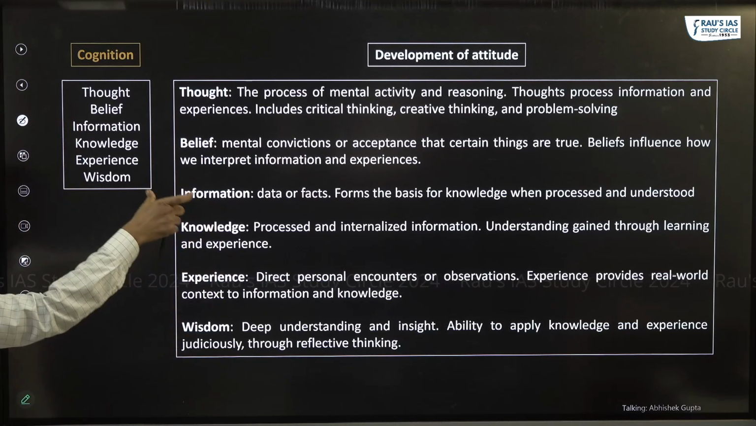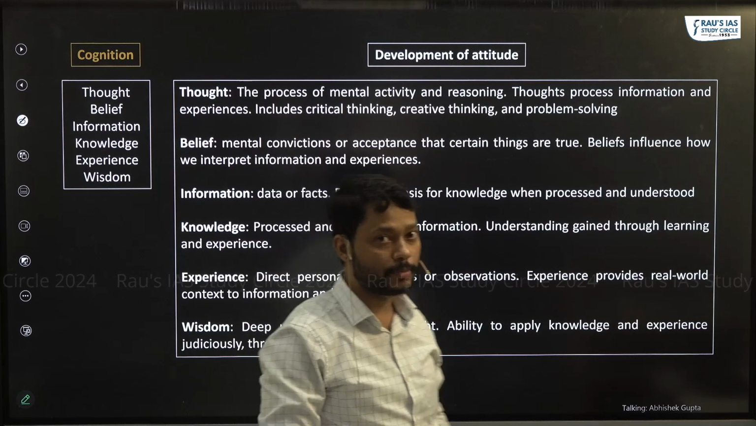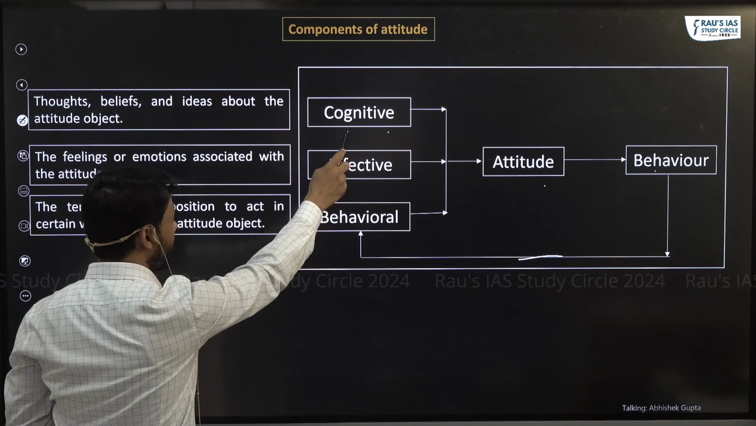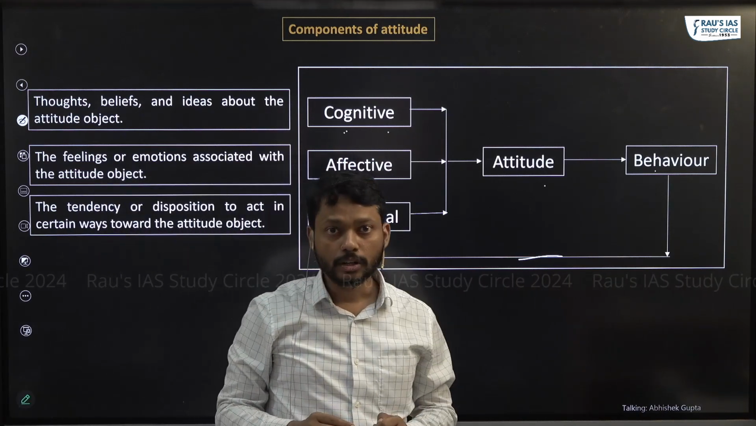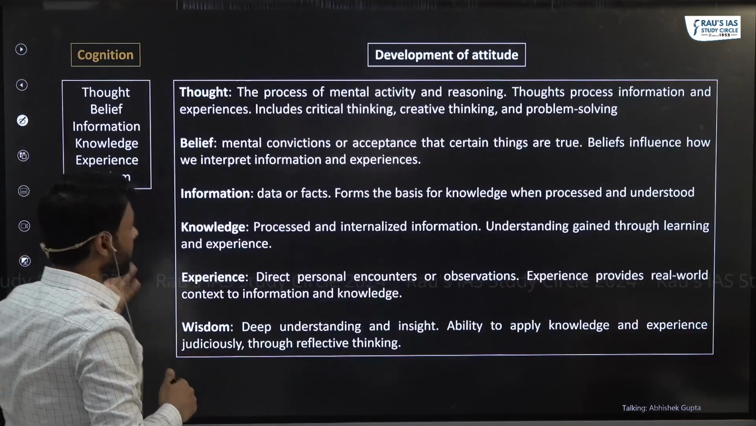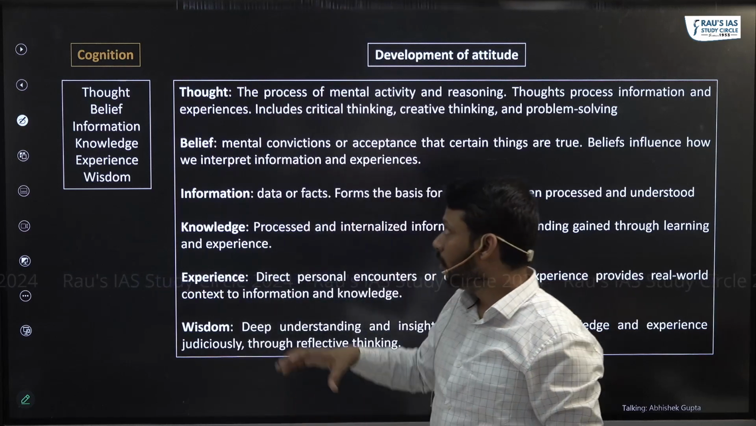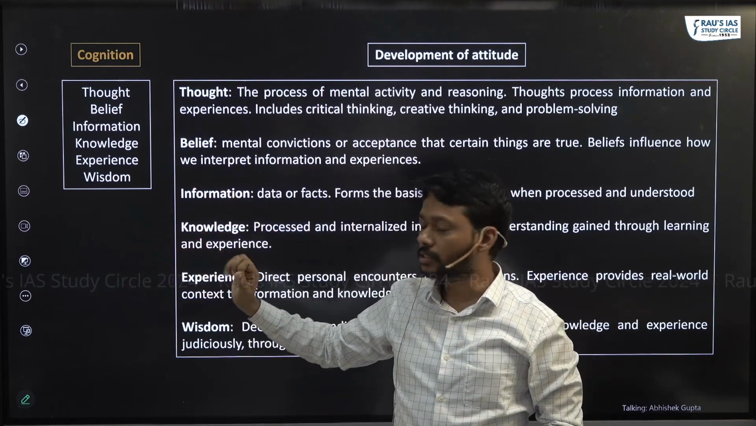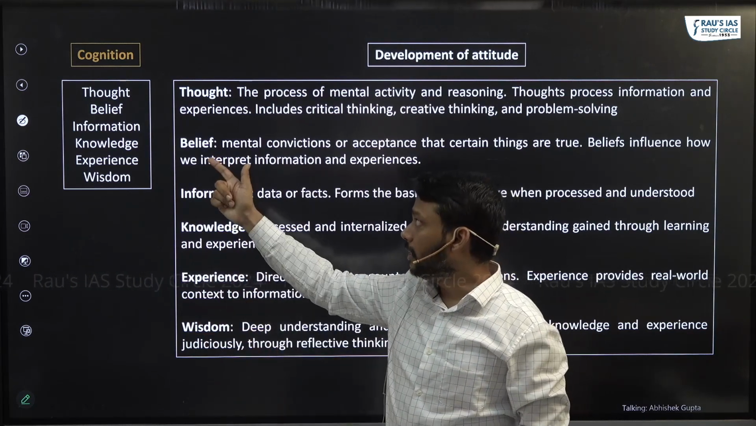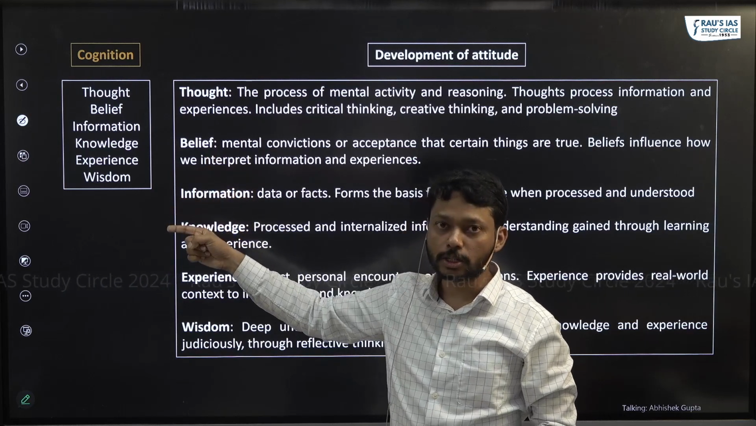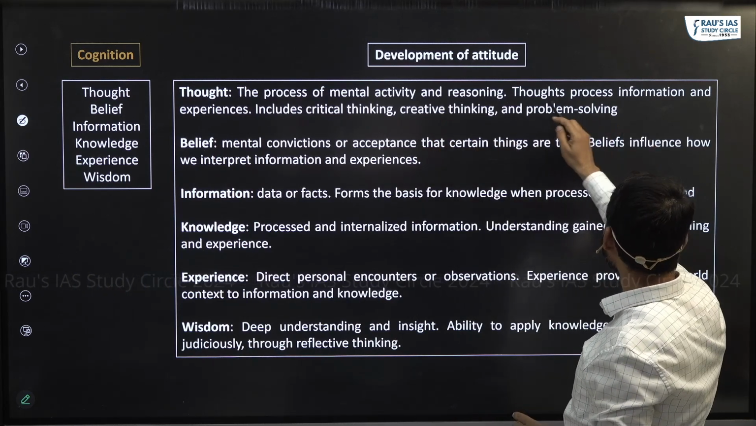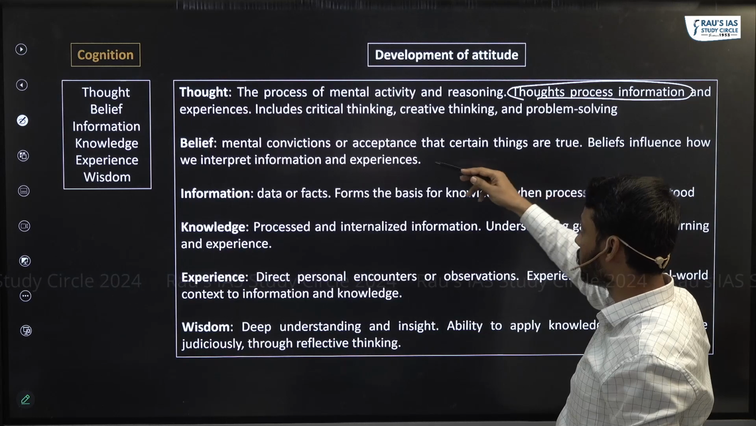Cognition, if I'm taking the first component of attitude here, I will not discuss thoroughly because it will become a very, very lengthy thing. So what I'm going to do is discuss the first component of attitude, that is cognitive attitude. And maybe next time around, we can discuss other things drip by drip. But right now, we are taking up cognition, and for the purpose of this paper, largely we can include 6 things in cognition: thought, belief, information, knowledge, experience, wisdom.